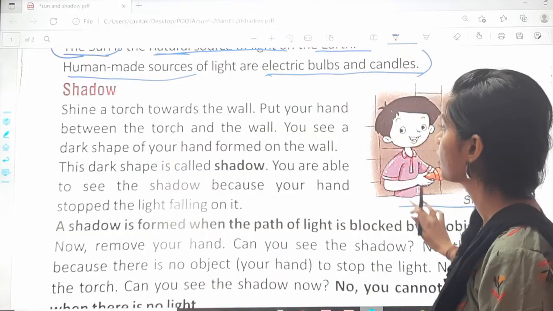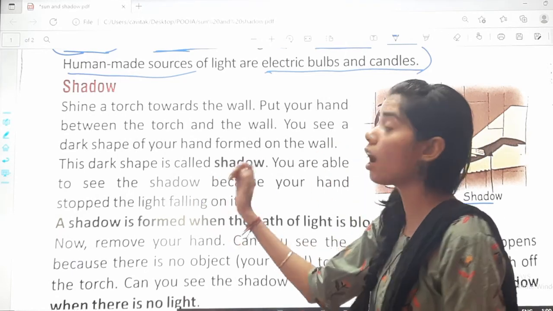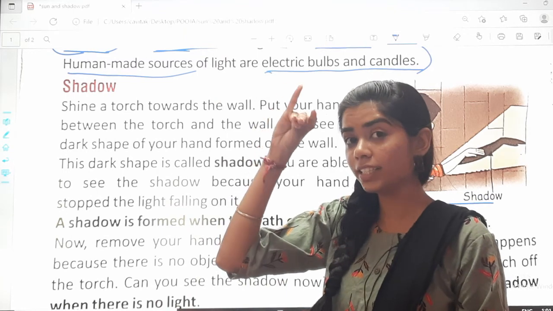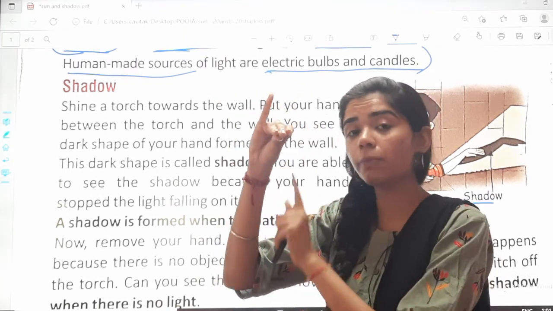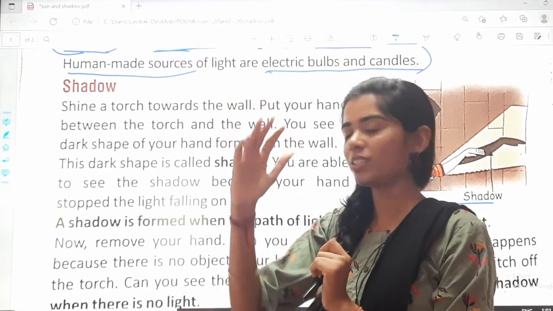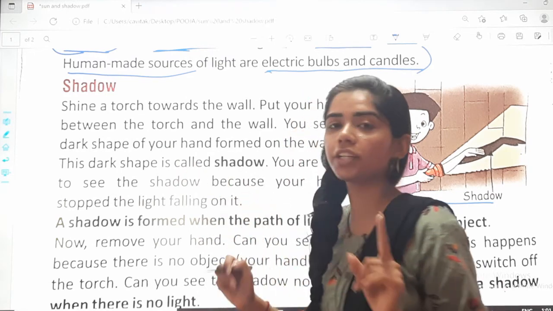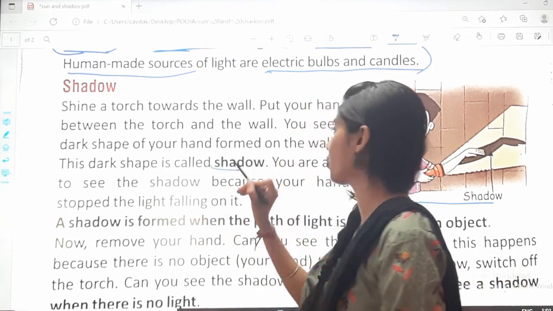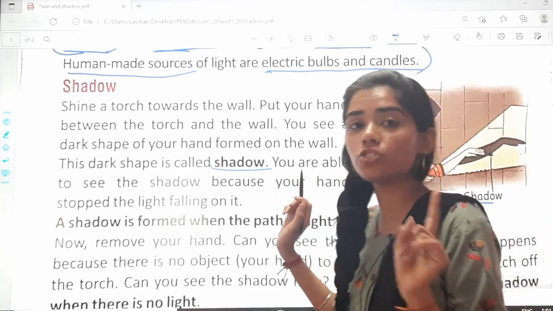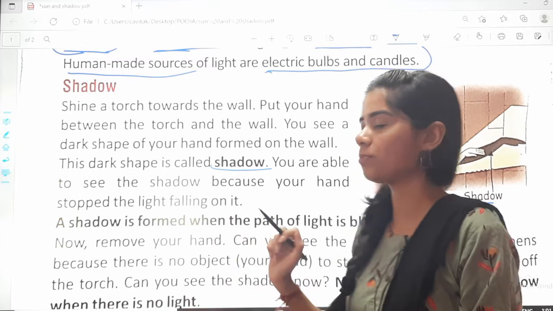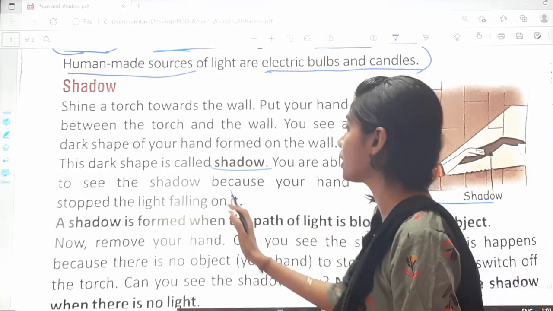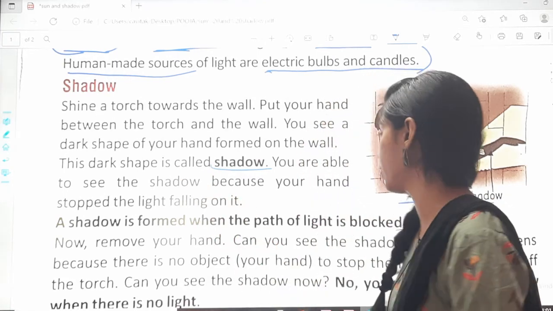Then you see a dark shape of your hand. See, if you have put it like this way, so you will see a dark shape exactly this way. If you have put it this way, the dark shape of it. Okay? So this dark shape is called shadow. What is it called? Shadow. What is the spelling? S-H-A-D-O-W. You are able to see the shadow because your hand stopped the light falling on it.